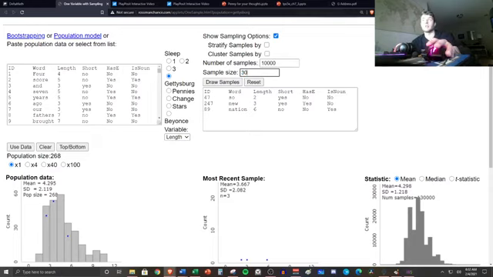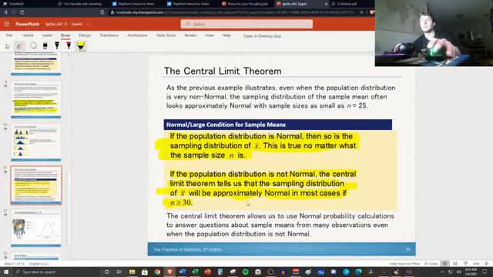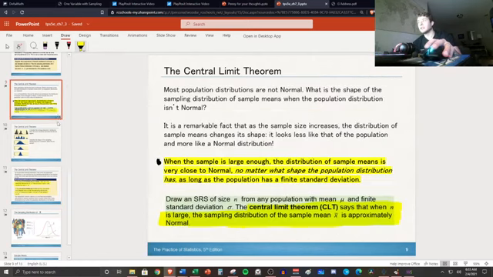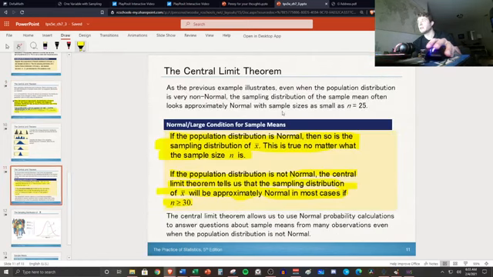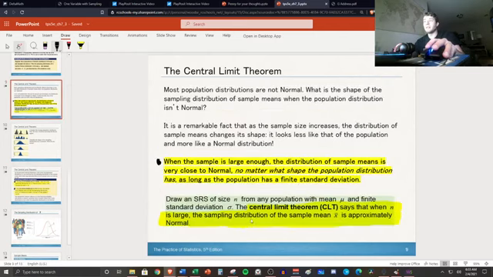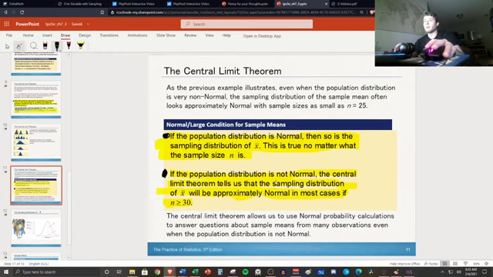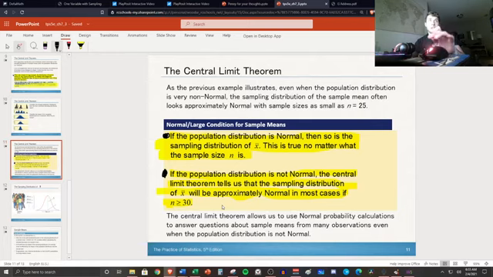If the population distribution is not normal, the central limit theorem tells us that the sampling distribution of X bar will be approximately normal in most cases. This is actually better to write. I don't know if you've already started writing the other thing, but this is actually better to write for your rules, these 2 points. The other one is saying the definition and all that, but this is saying what we want. This is going to be worded the best here, okay? So central limit theorem, I'll pause and let you write that.